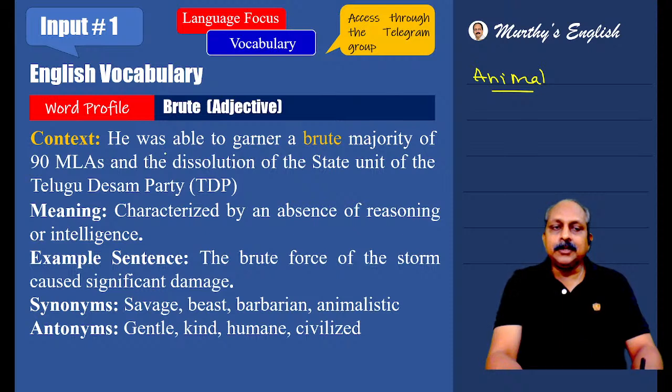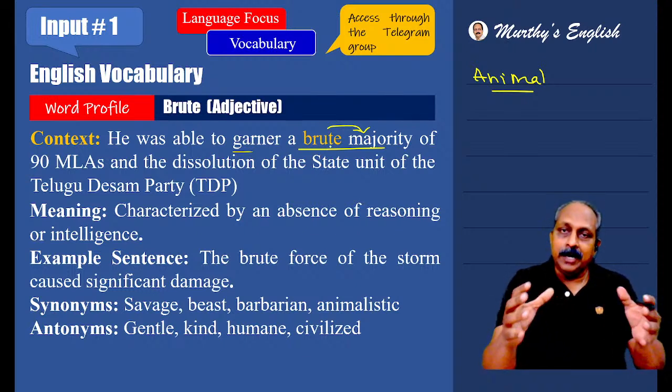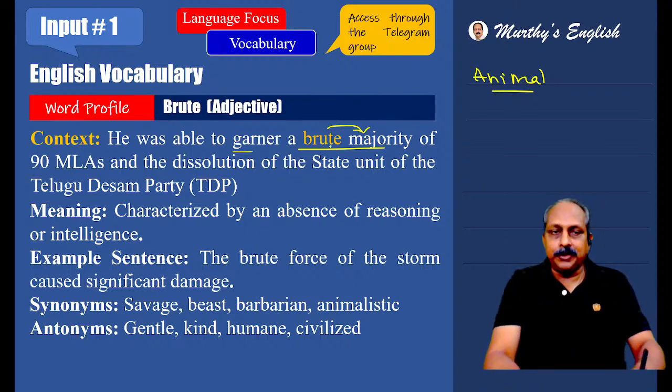Look at the context. He was able to gather a brute majority. Majority is a positive word. Brute here goes with majority, which is a noun. Brute is an adjective. Here, brute means great, using a lot of force. Brute majority of 90 MLAs and the dissolution of the state unit of the Telugu Desam party, characterized by an absence of reasoning or intelligence. This is a literal meaning.